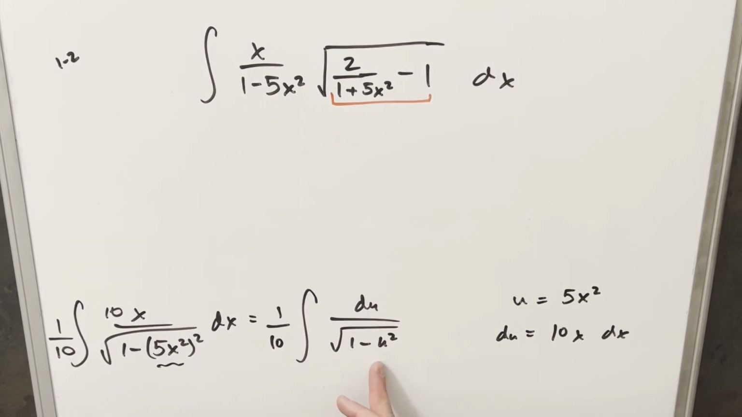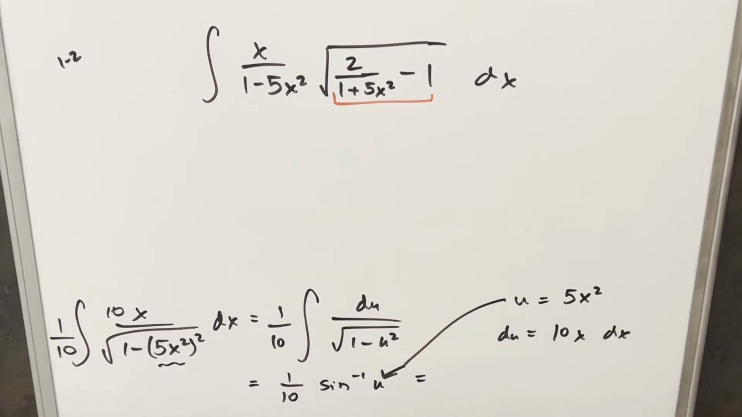But now this is just a really common integral. This is actually just arc sine right here. So if I do this integral, we're just going to end up with arc sine of u, and then all I need to do to finish it off is just back substitute right here. So for our final solution, we're just going to have arc sine of 5x squared all over 10 plus c, and that's it.